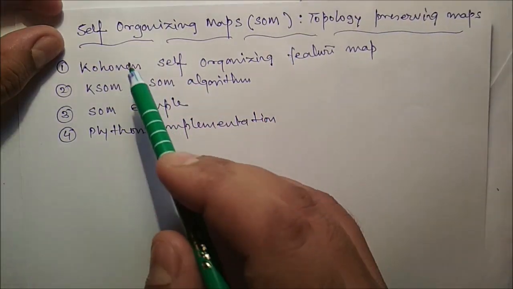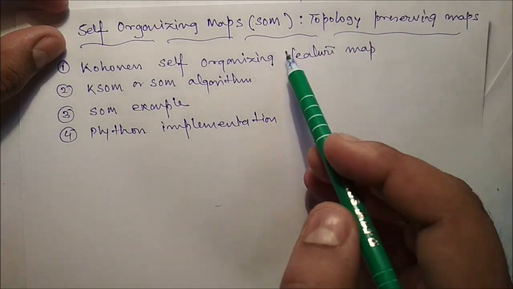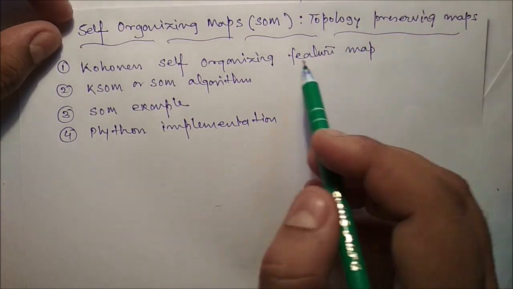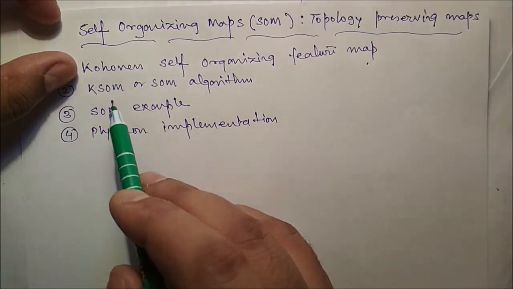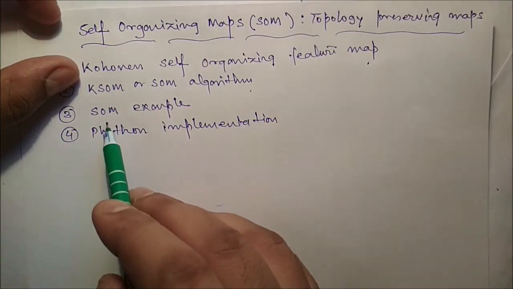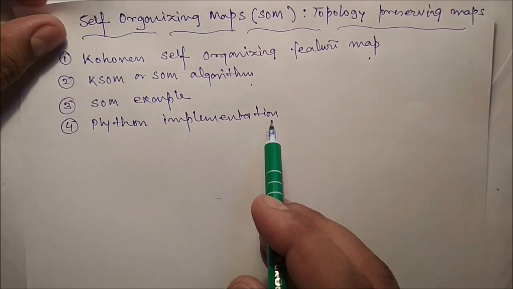In this video, we will talk about self-organizing maps or topology preserving maps. In short, it is called SOM. Now, the main objective of this video is to discuss the Kohonen self-organizing feature map, KSOM or SOM algorithm, a SOM example, and a Python implementation of the SOM algorithm.